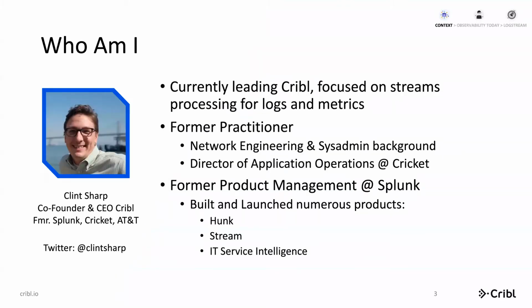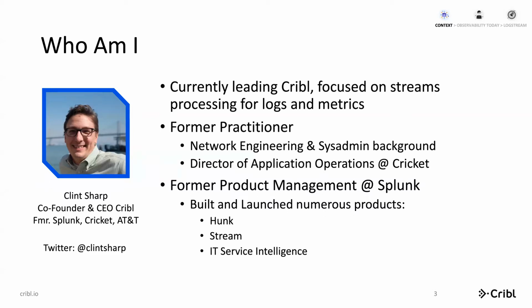To start with, a little bit about who I am. I'm currently leading Cribble, co-founder and CEO. We are a streams processing engine for logs and metrics. I've been a practitioner. The first decade of my career was in IT operations and network engineering. My last role prior to coming to the vendor side was as director of application operations at Cricket, ending in the early 2010s.